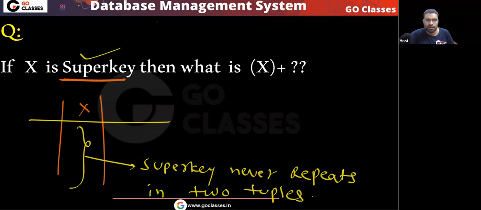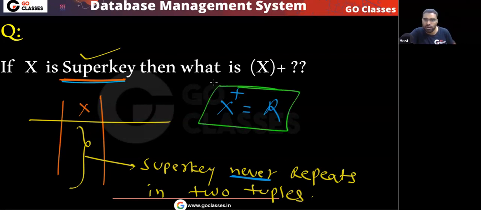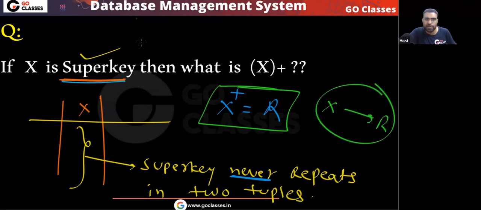Is this clear? Yes or no? So you can see a super key can never repeat. If this X is a super key, then it will never repeat in two tuples. So if this never repeats, then it will determine everything. Then X plus will be your entire relation. Or I can say that X can determine all the attributes.